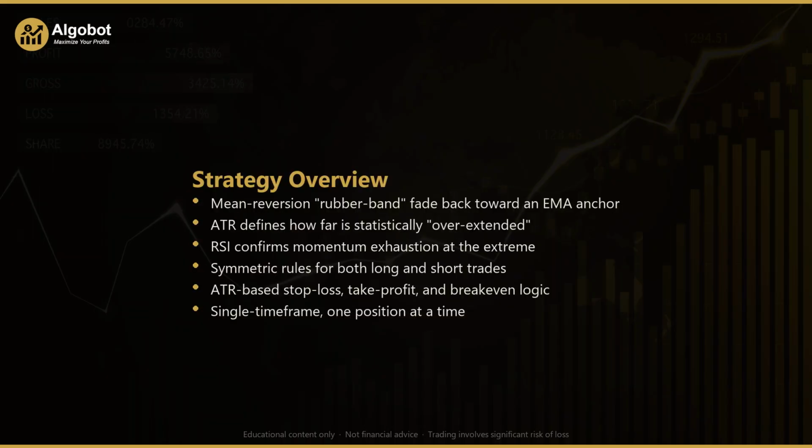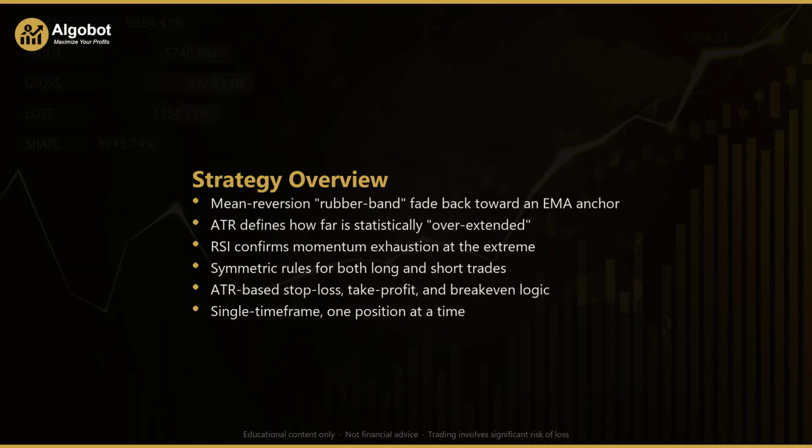ATR Stretch Reversion is built on a simple observation that many traders study. Price tends to travel away from its average and then, fairly often, snap back toward it. The strategy uses an exponential moving average, by default a 50-period average, as the anchor, the mean that price is measured against. On its own, though, a moving average can't tell you how far is genuinely far, because a calm market and a busy market behave very differently.